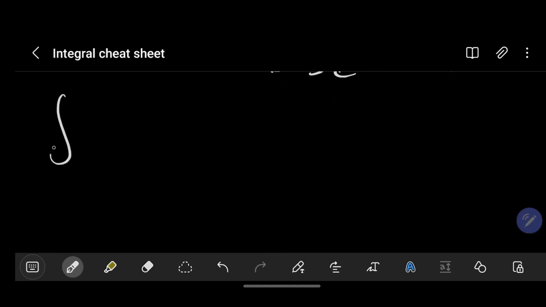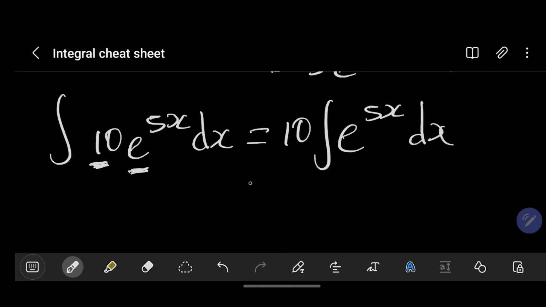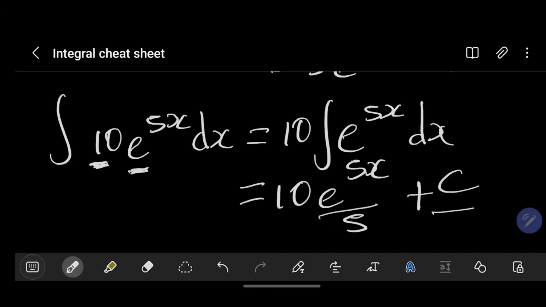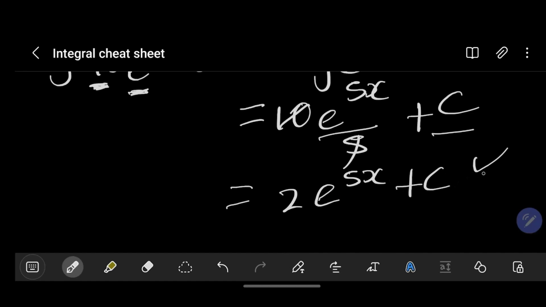So let's say we have the integral of 10 e to the 5x dx. We can see we can use once again the multiplication rule and then the exponential rule. So we'll pull out the 10 and then find the integral of e to the 5x dx, and that's going to equal 10 e to the 5x over 5 plus c. Don't forget the c. And we can simplify that further. So 5 can go into 10 two times. So we have 2 e to the 5x plus c. That's your final answer.